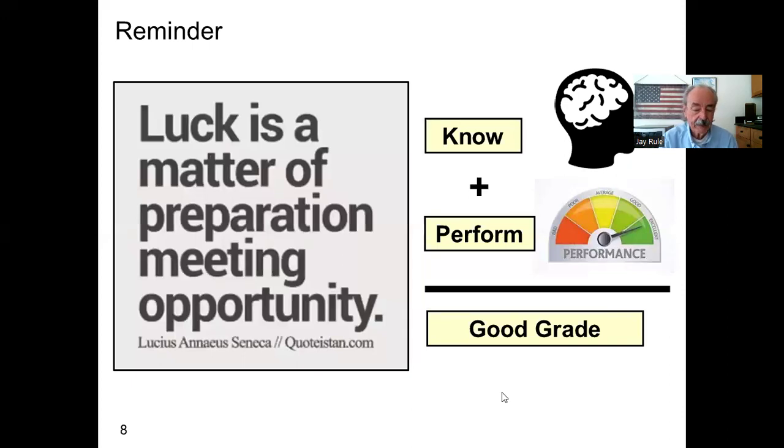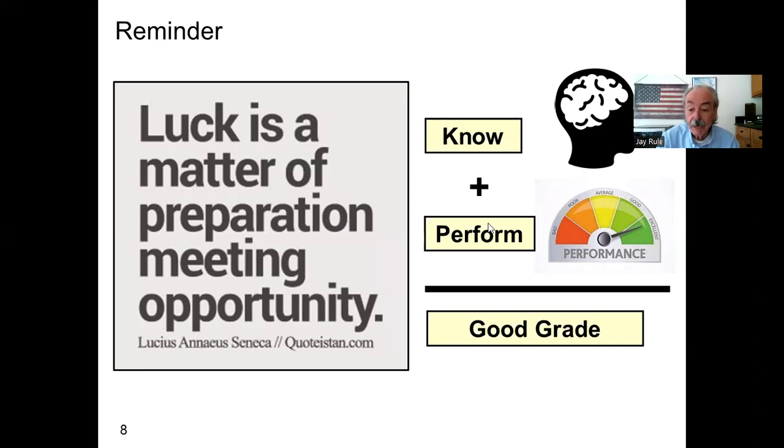Another little reminder that I've had, I think, in a previous video, a quote from Seneca from over 1,000 years ago: luck is a matter of preparation met by opportunity. I couldn't have found that to be more true. All of us feel like we're either lucky or we're unlucky, but we tend to be more lucky when we meet luck or bad luck with preparation.